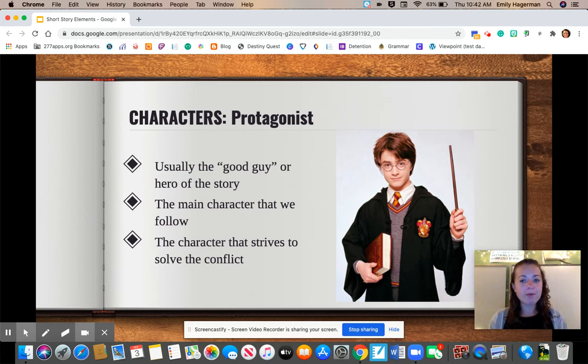Think about Harry Potter. We have three main people that we are really invested in, which is Harry, Ron, Hermione. But who do we follow home every summer? Harry. Ron and Hermione kind of stay out of the picture. We go home with Harry. We always are following him. So that's the character who's your protagonist. And that's usually the person that is trying to solve the conflict.